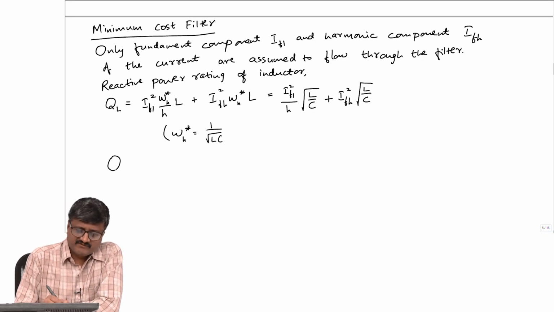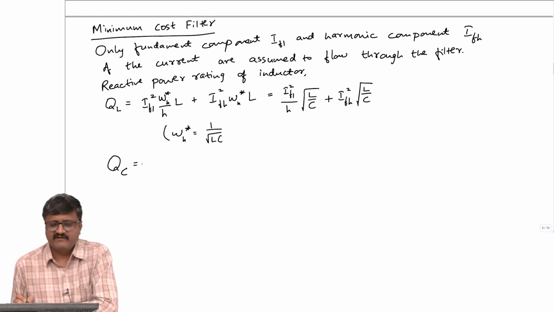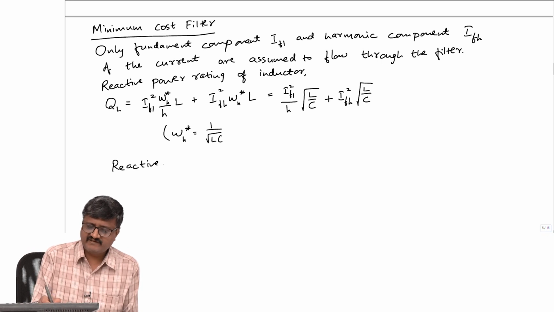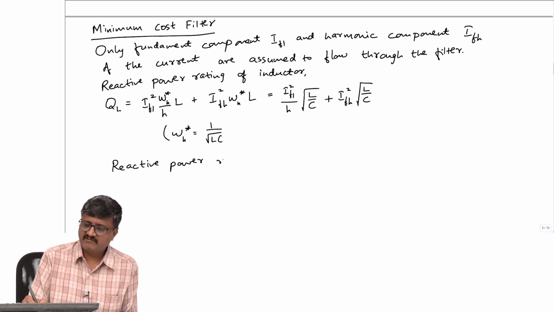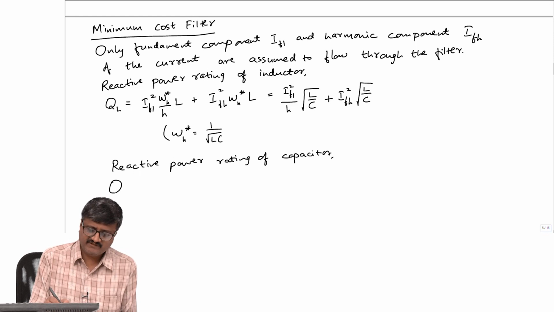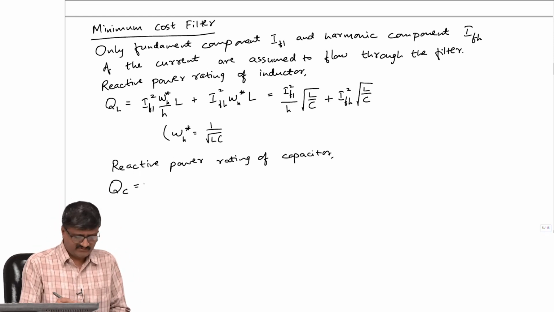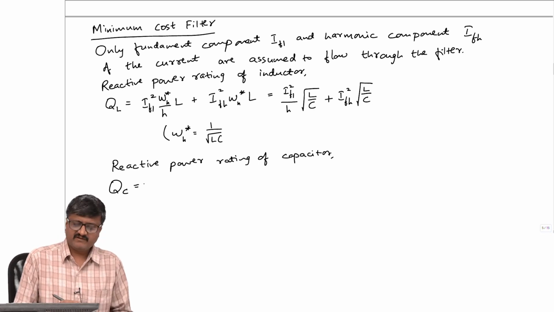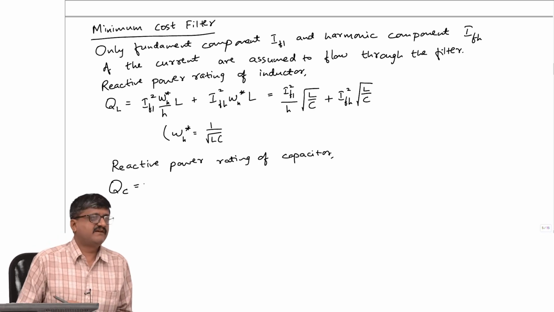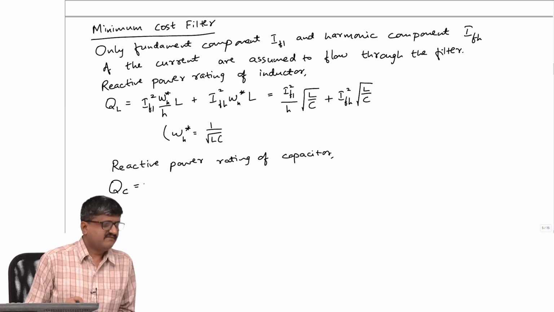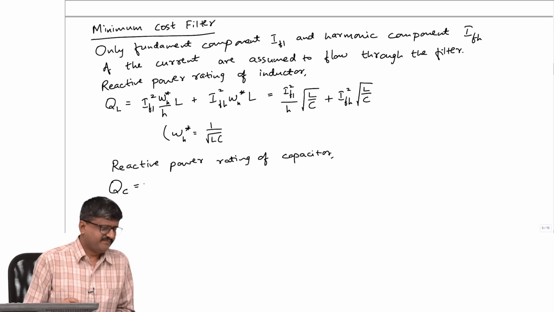Similarly, I can define the reactive power rating of the capacitor. QC is the notation for it. Again I can use the Budanu definition of reactive power and write the reactive power rating as the sum of two reactive powers, one for the fundamental, one for the harmonic. I will stop here, continue from this point in the next class, then complete the design.